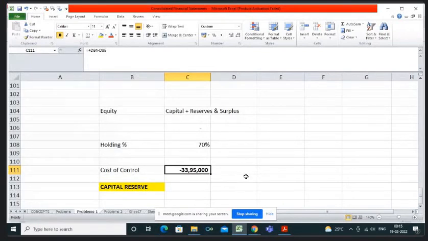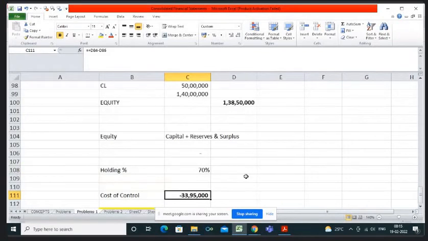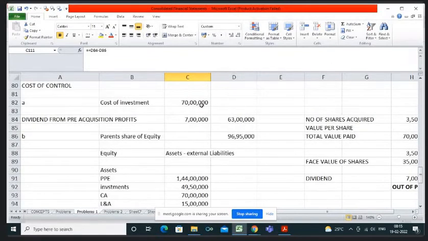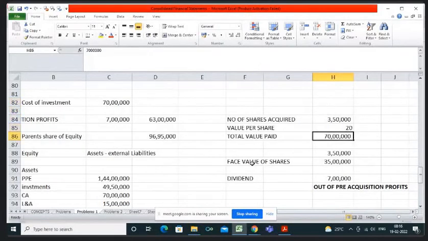Is it clear now? So the only thing which is different is that they invested 70 lakhs. They did not say how many shares, but we found the number of shares using the per share price. So total 70 lakhs, per share 20. So we have found that the total number of shares purchased is 3,50,000.